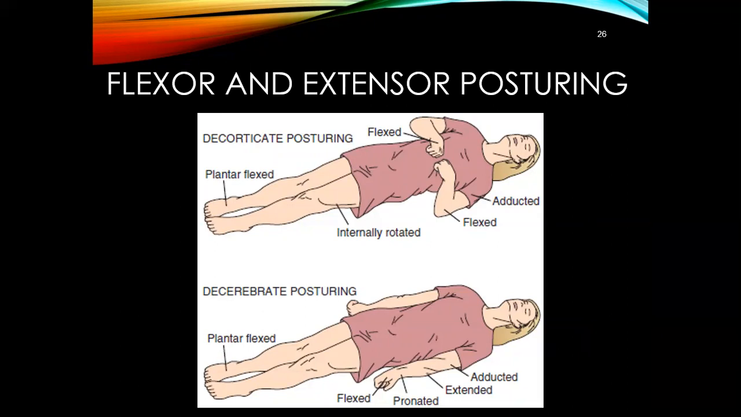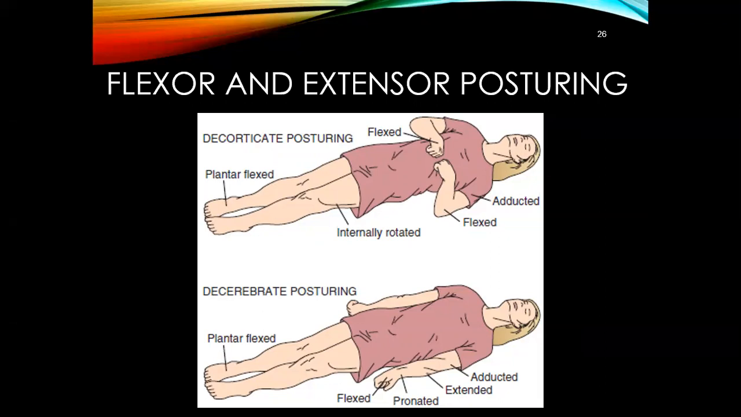So when they're doing this, they're extending and stiffening their legs, they're adducting their arms with their forearms bent upwards, their wrists and fingers get flexed up on their chest. It occurs with damage to the cortex of the brain. So it's not good. Any kind of posturing is not a good sign.